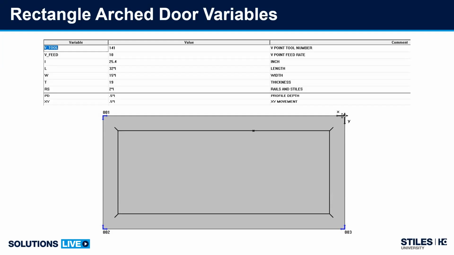I have a profile depth. How deep do I want that tool to provide that profile? So in this case, we're using a 45-degree beveling tool. I want that profile to be 1/2 inch deep. And then the last one we talked about, I need a variable for XY. How do I move the tool in the corner? How do I produce that up movement?